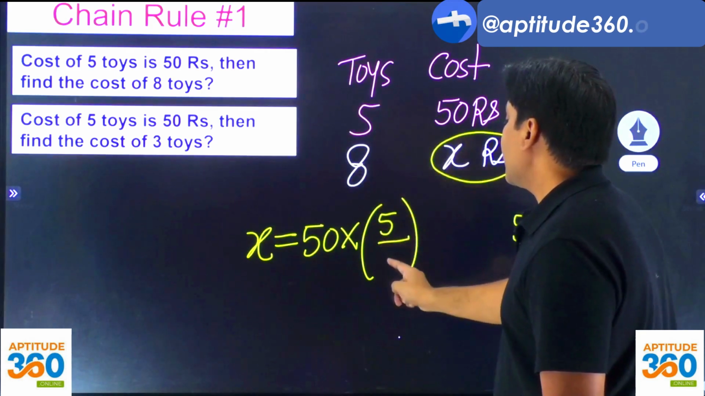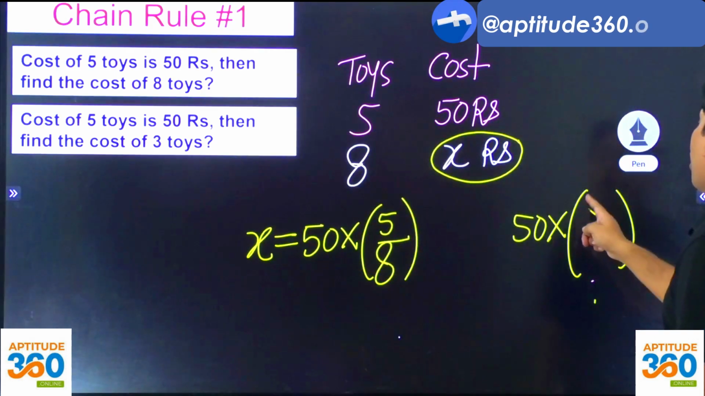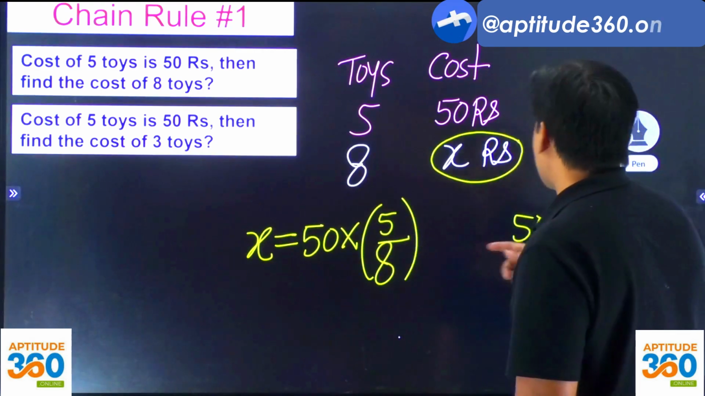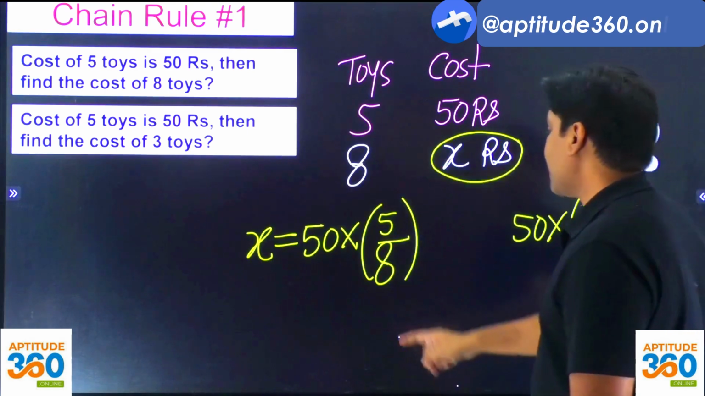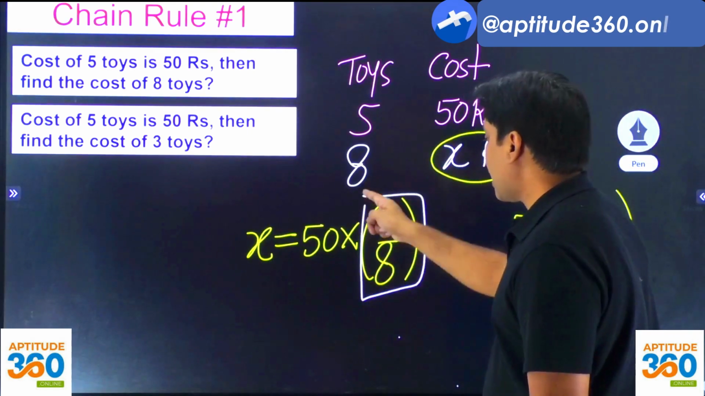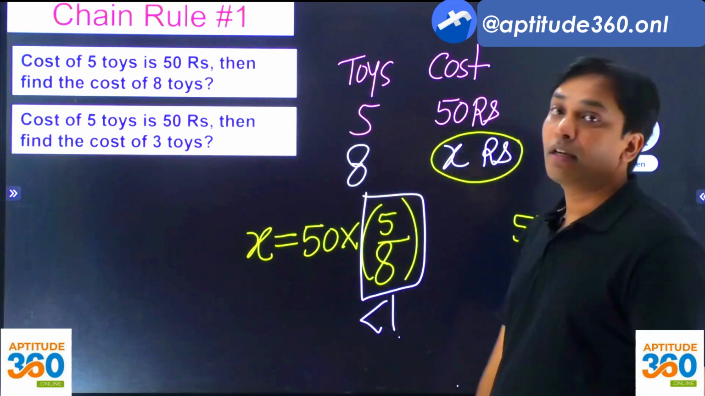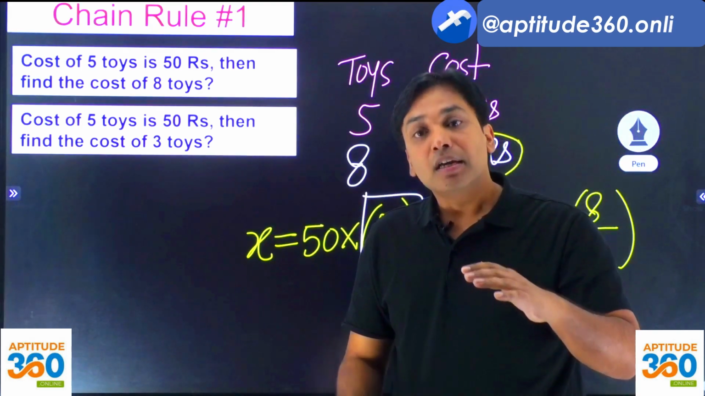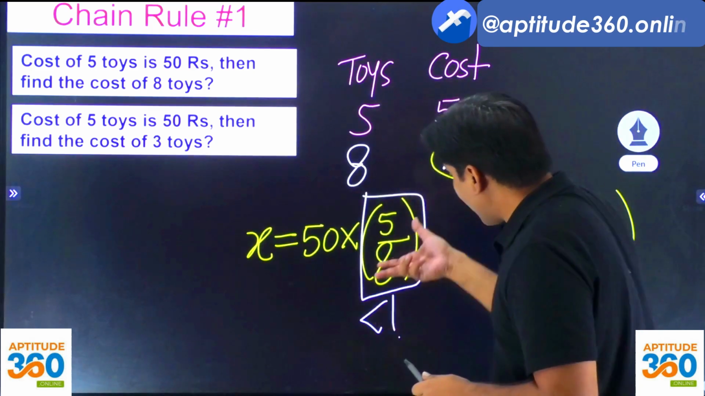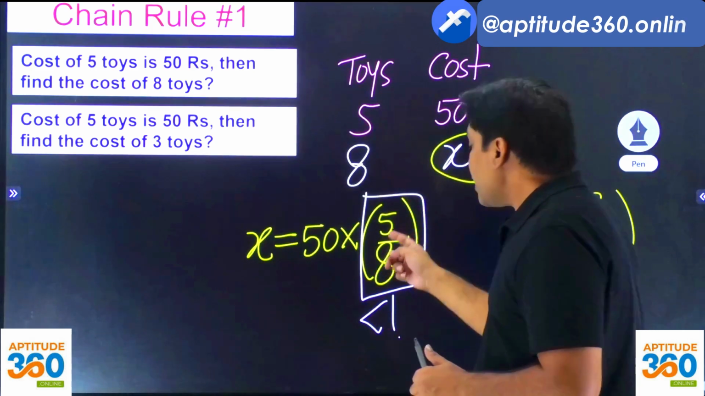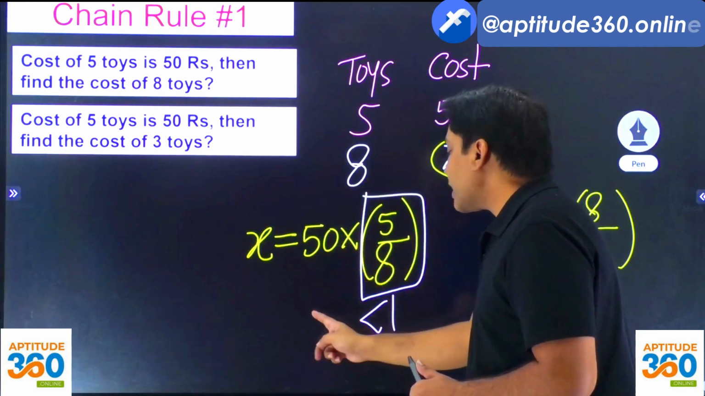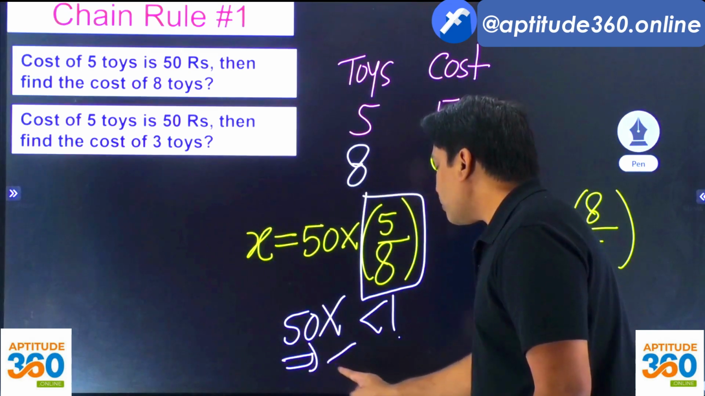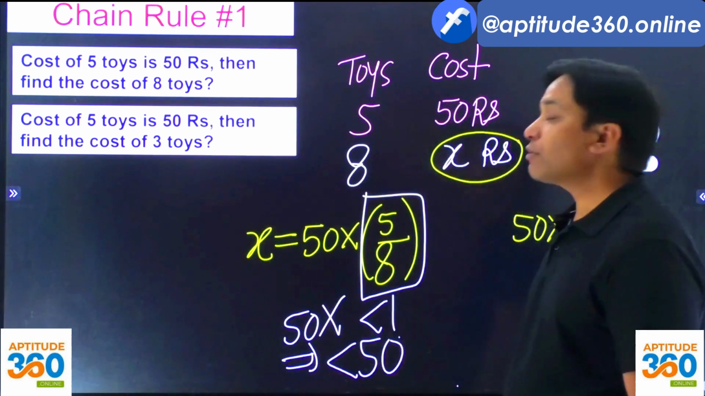So what did I say? It could be either 5 by 8 or 8 by 5. Which value is correct out here? To understand this, understand this value, this fraction out here is less than 1, isn't it? If the numerator is less than that of denominator, the fraction is less than 1, and this value 5 by 8 is less than 1. And if a value which is less than 1 gets multiplied with 50, then the entire outcome is going to be less than 50. Does this make sense to you?